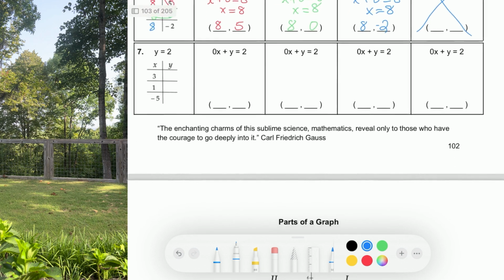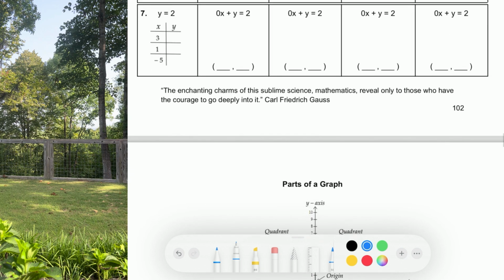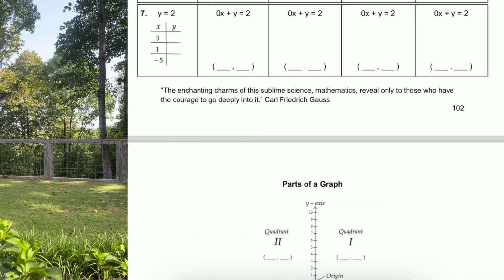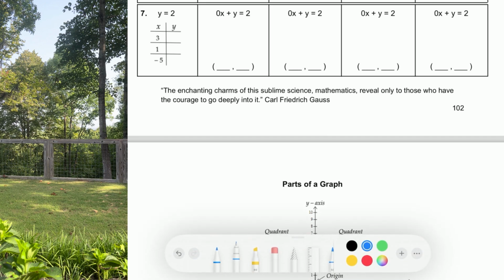Now let's look at y equals 2. So we're going to do the same thing. Since we don't have an x here, we're going to put a 0 times that x, just so we have a place to plug in. So our first x is a 3. So 0 times 3 plus y equals 2. That gives me 0 plus y equals 2. So y equals 2.